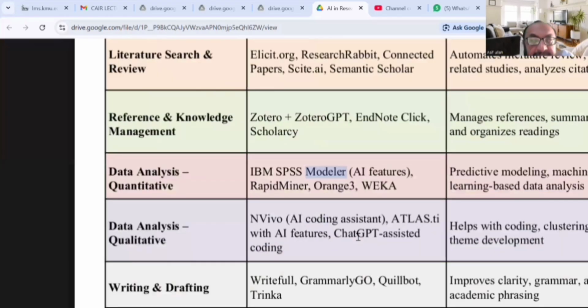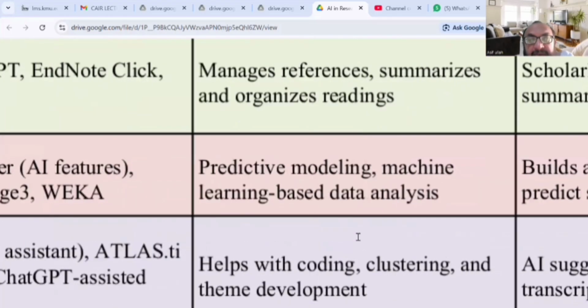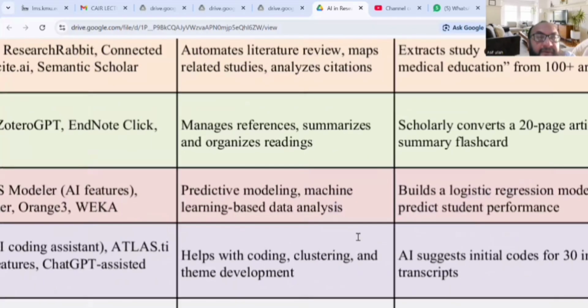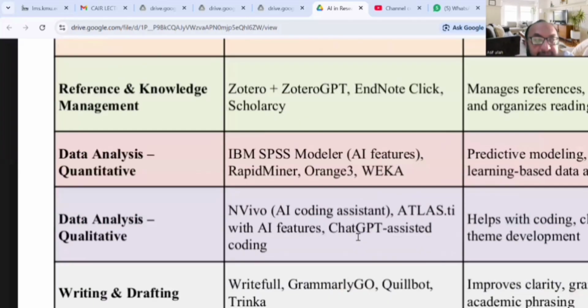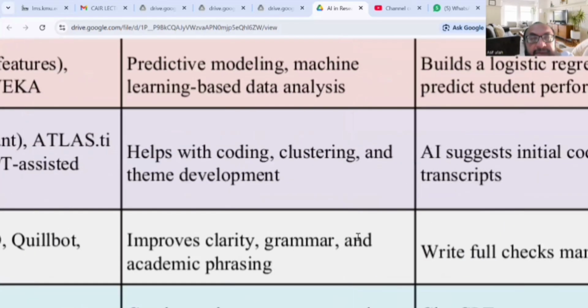For data analysis, when you're doing quantitative research, IBM SPSS Modeler with AI features, RapidMiner, Orange 3, WEKA are used for predictive modeling and machine learning-based data analysis, such as building a logistic regression model to predict student performance, as an example of work done by these tools in quantitative research. For qualitative data analysis, NVivo AI coding assistant, Atlas.ti with AI features, and ChatGPT-assisted coding will help with coding, clustering, and theme development.